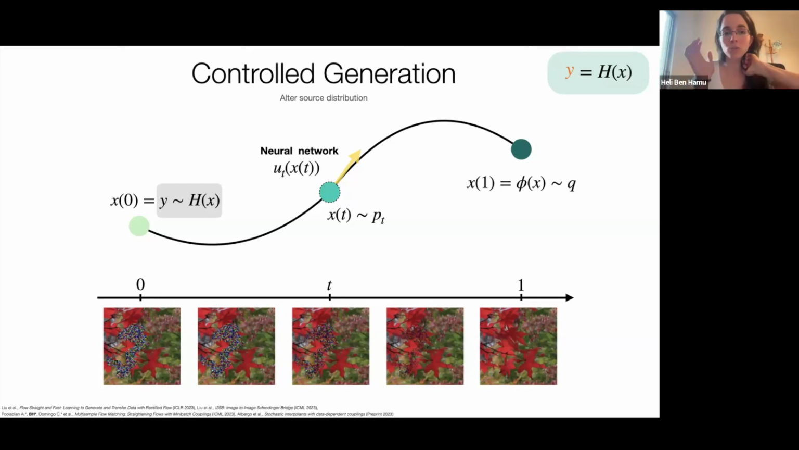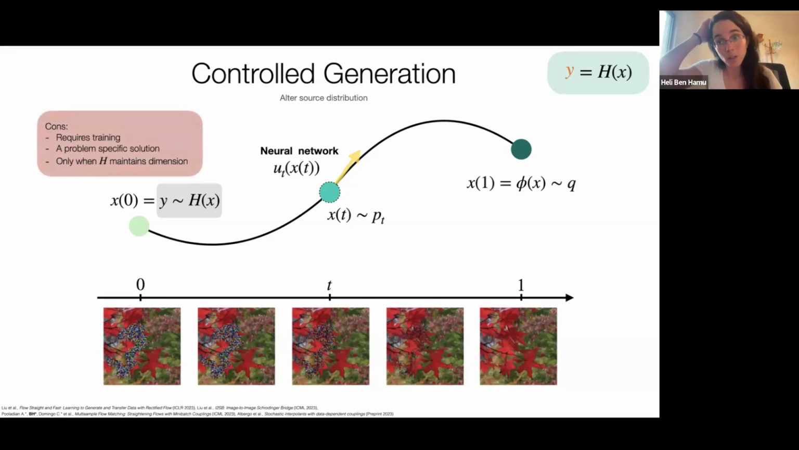So with this approach, we're going to define a whole new source distribution, and we're going to train a whole new flow or diffusion model to solve our inverse problem task. The cons of taking this approach are that it requires training, and we will have a problem-specific approach. For every different inference problem, we're going to have to train another model.